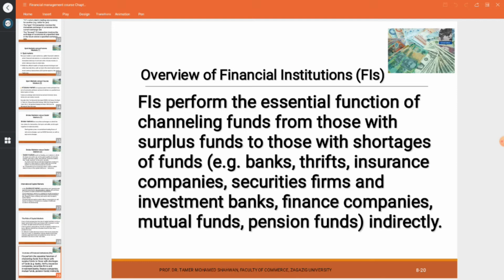This is actually the main definition of a financial institution. If someone asks you for the definition, you could say that financial institutions play a very important role, as they can be considered an indirect way of financing a specific firm. How? By channeling funds from those with surplus to those with a shortage of funds. We have different examples: commercial banks, investment banks, central banks, thrifts, insurance companies, securities firms, finance companies, mutual funds, and pension funds. All of them provide an indirect mechanism of financing.